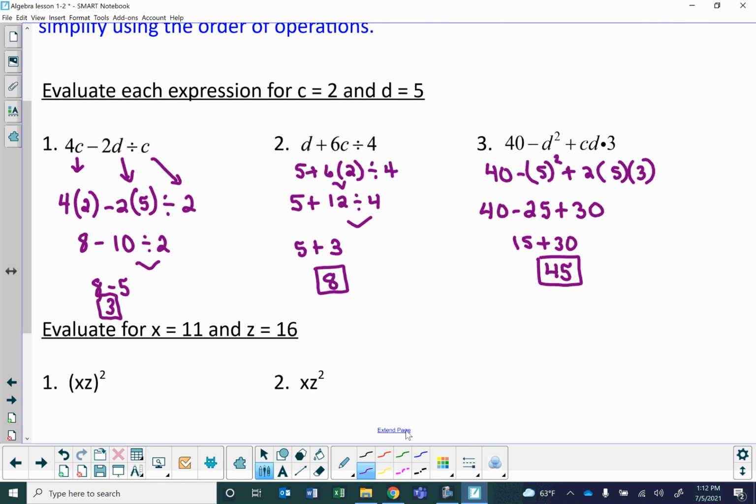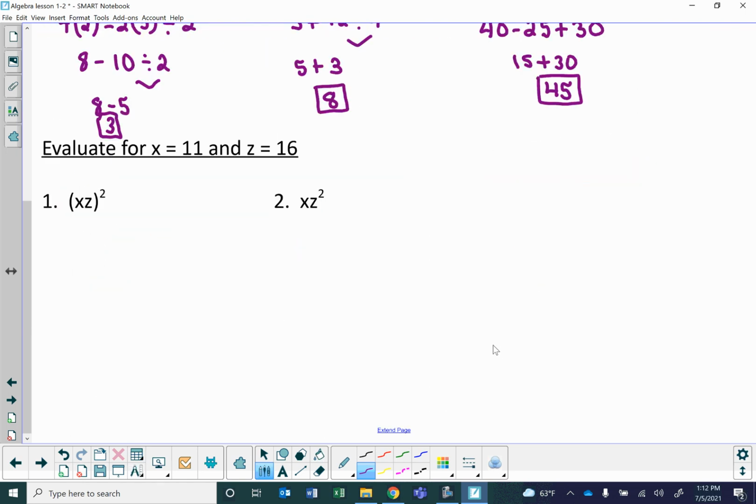All right, evaluate for x equaling 11 and z equaling 16. So x is 11 times 16, and then we're going to put it in a parenthesis, and then we're going to square it, which is massively different than problem number 2. Problem number 1 says we're going to take x times z and then square it. So we're going to take 11 times 16. Okay? 11 times 16 is 176, and then we're going to square that.